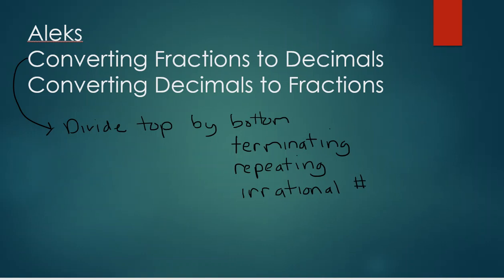Okay, you are also going to do the ALEKS assignment converting decimals to fractions. Okay, so when you're converting decimals to fractions, you say it using place value, then you write it, okay, and then you simplify. So if this fraction can be simplified after that, you always simplify the fraction.